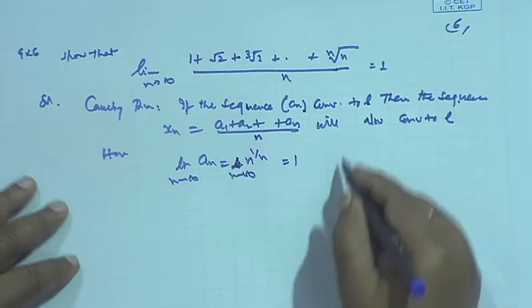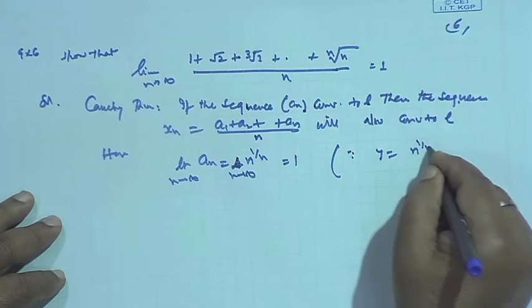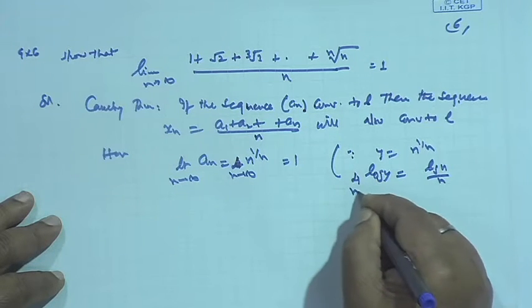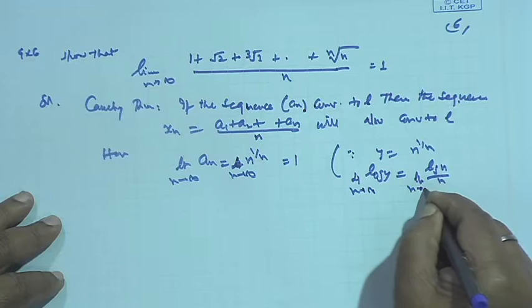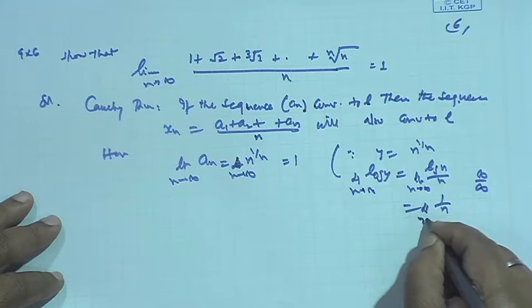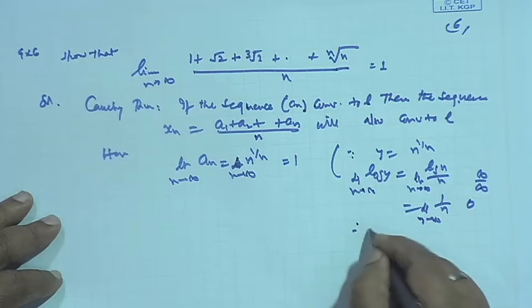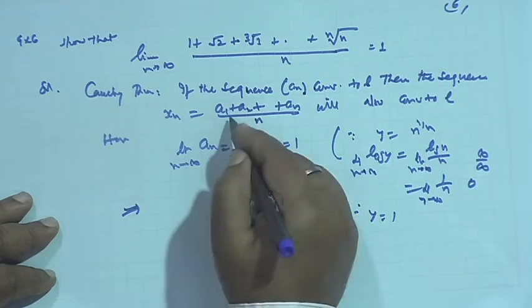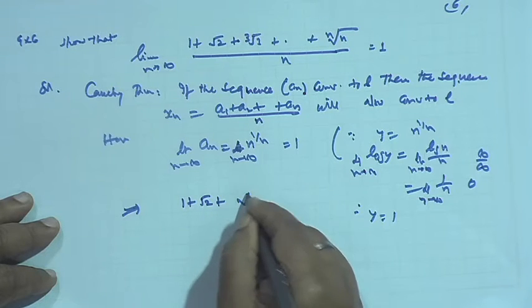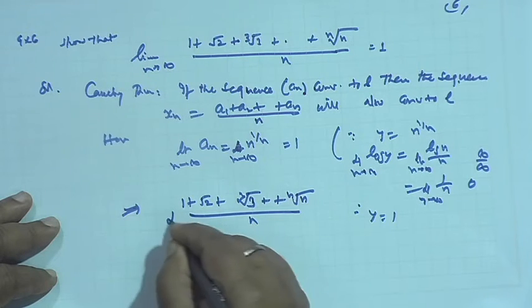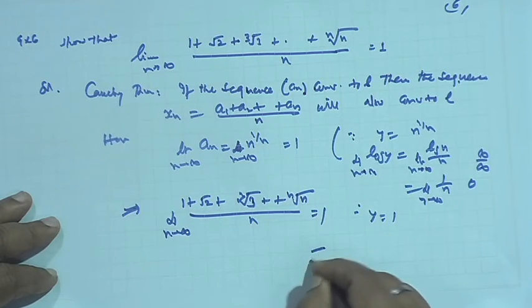This is the limit, because suppose y is n to the power 1/n; take log y. So it is log n divided by n. Take the limit as n tends to infinity; this is an infinity by infinity form, so apply L'Hospital's rule. We get the limit as n tends to infinity is 0, therefore y is 1. So the limit of each term a_n is 1, hence the limit of (1 + root 2 + cube root of 3 + ... + nth root of n) divided by n as n tends to infinity is also 1, and that completes the proof. Okay, thank you.